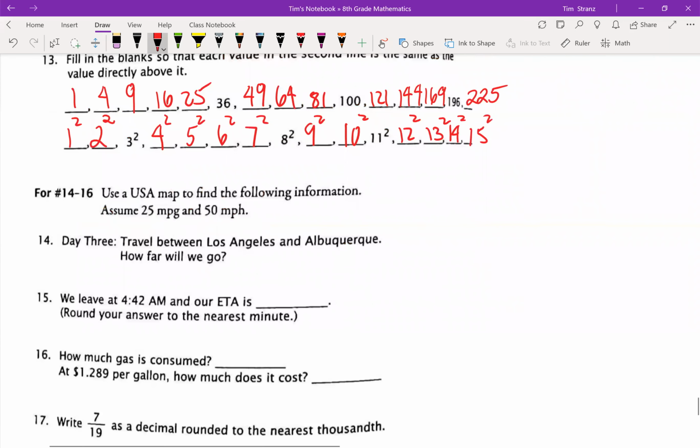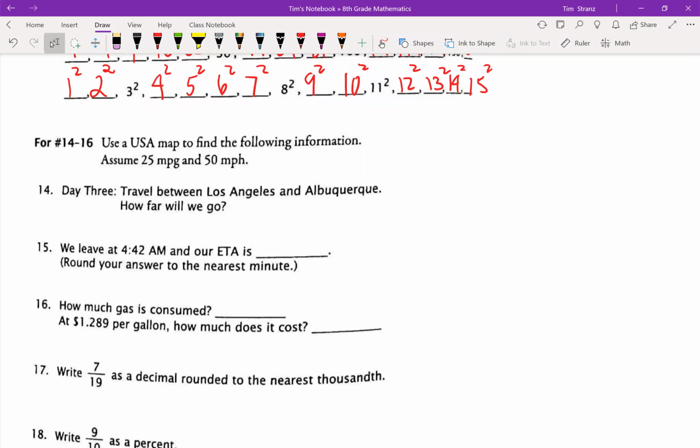Number 14 through 16. Oh boy, these are fun. Use a USA map to find the following information. Assume 25 miles per gallon and 50 miles per hour. Okay, so traveling between LA and Albuquerque, how far will we go? So again, I'm going to take out my Google Maps and see how far it is from LA to Albuquerque. It says it's approximately about 804 miles. I'm going to write that over here. Okay, so how far will we go? Oh, that was the question for 14. So it's 804 miles.